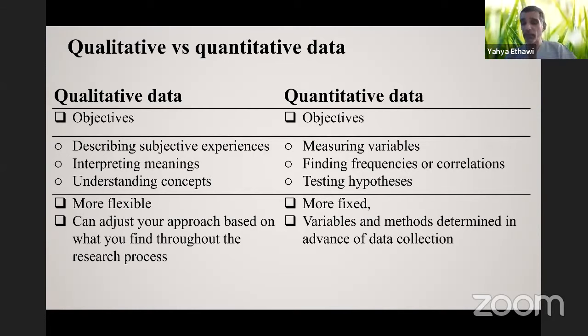Qualitative is very flexible because you can change. Quantitative is fixed, it's numbers, you cannot change. In quantitative, you have to determine your variables before you start collecting the data. While in qualitative, you can change it with time because you're talking about emotion. So with the research process, you can change, because you're not testing it.